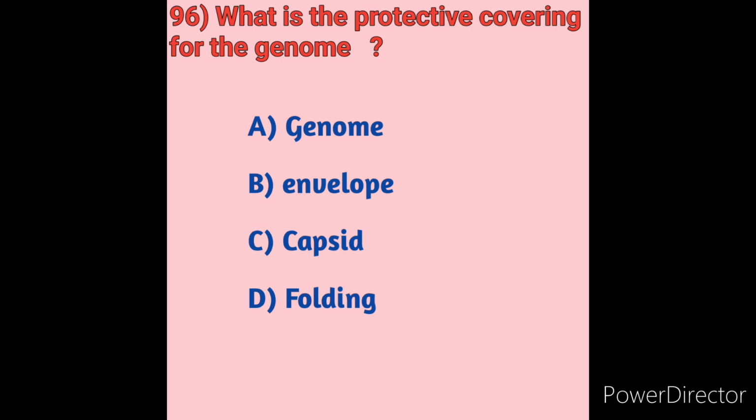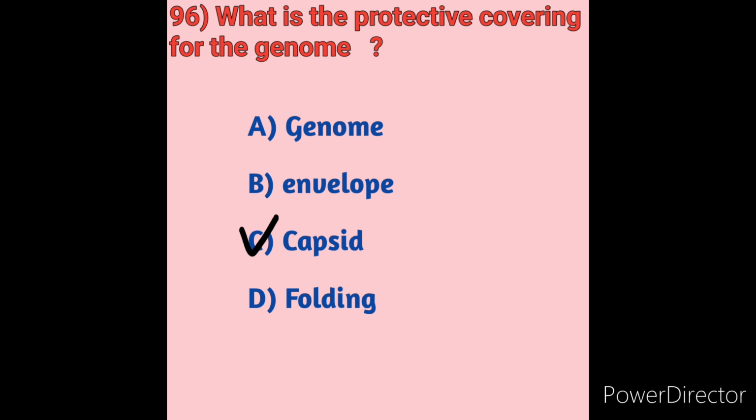What does capsid mean? Capsid is a protein shell of a virus enclosing its genetic material. It consists of several oligomeric or repeating structural subunits made up of a protein. Viral capsids are nanometer-sized containers that possess complex mechanical properties and whose main function is to encapsulate the viral genome in the host. So here the protective covering of the genome is capsid, the correct answer.